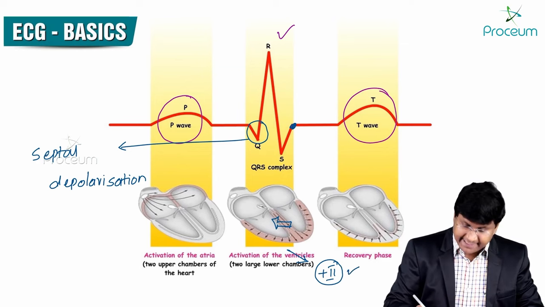We don't place V3 immediately. We initially place V4. Where do we place V4? V4 is placed in the fifth left intercostal space in the midclavicular line. Right? And in between V4 and V2, we place V3. Then you take V5. V5, we place at the same level as V4, that means in the same fifth left intercostal space, but in the anterior axillary line.